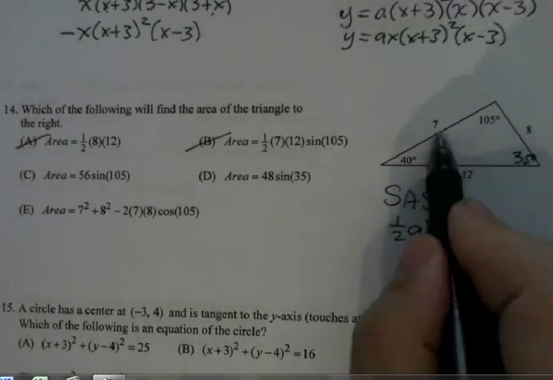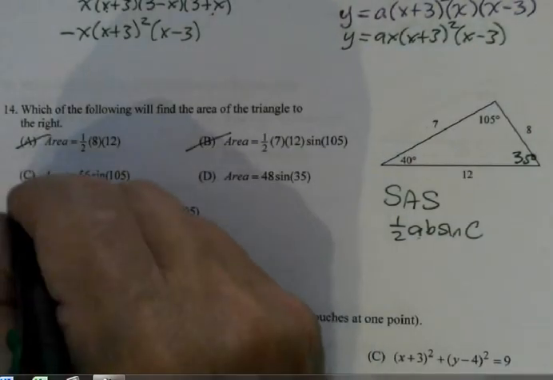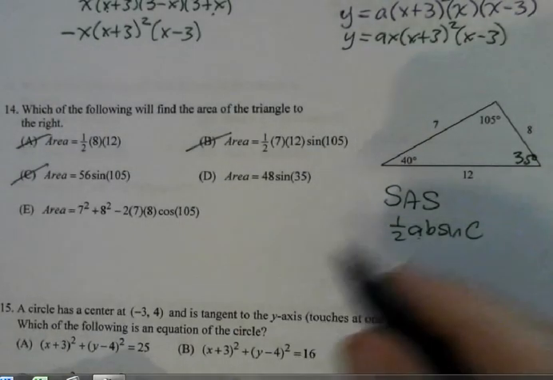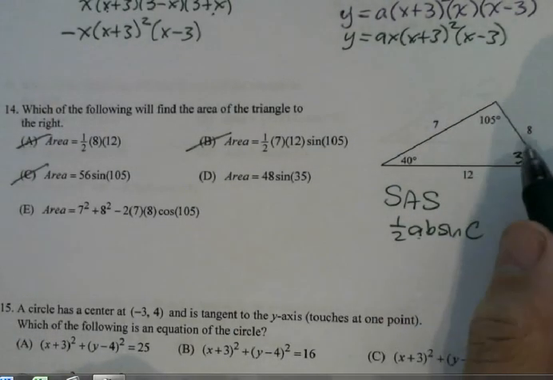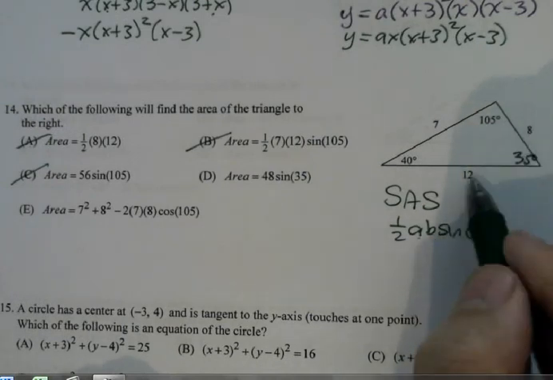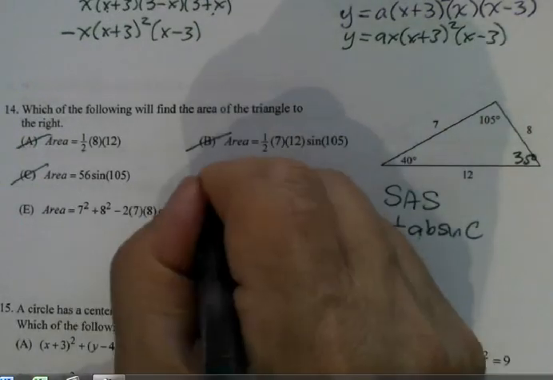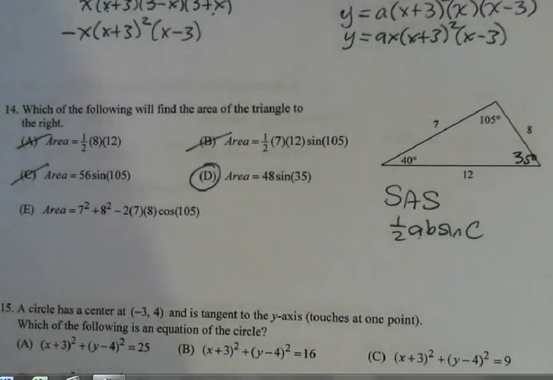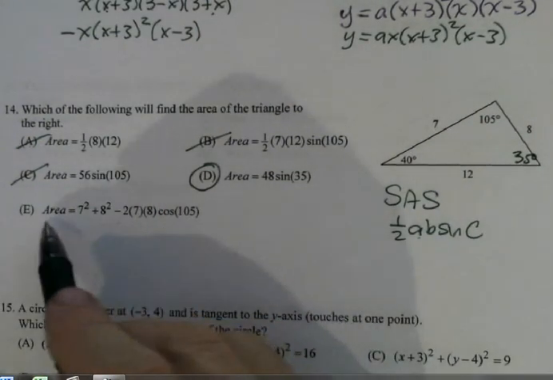For 105, 1/2 times 7 times 8: 7 times 8 is 56, and that didn't get multiplied by 1/2. On this one, we have 1/2 times 8 times 12. Well, 1/2 of 8 is 4, times 12 is 48, sine of 35. That's the one that works. This other one is the law of cosines. It's not used to find area.